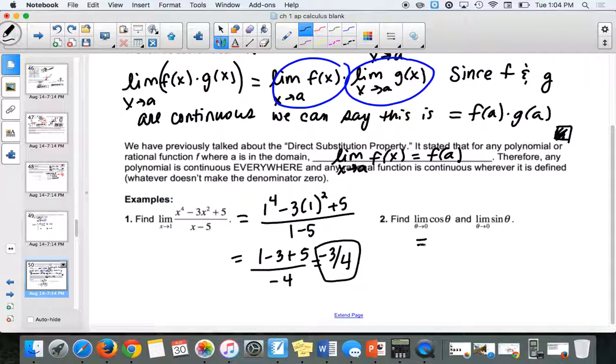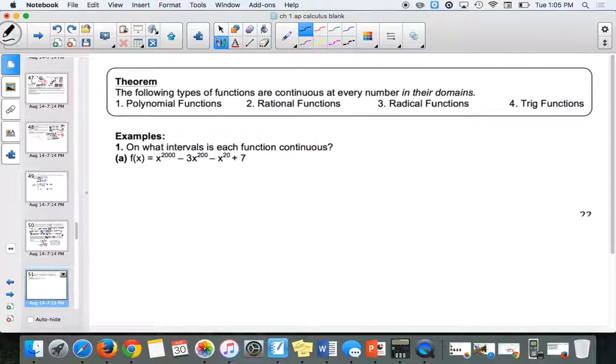These ones are easy. What's the limit as theta goes to 0 for cosine? We can plug in 0, right? Cosine of 0 is 1. Sine of 0 is 0. We like those. The whole test should be that kind of limit, shouldn't it? Wouldn't that be nice? It's just saying that if you can plug things in, then plug them in. It's just like the direct substitution thing. So it's continuous at 0 for both of those.